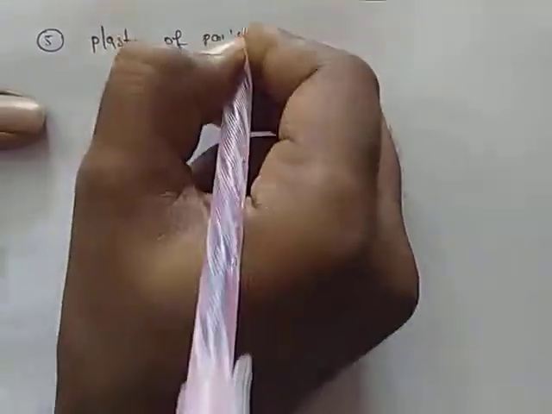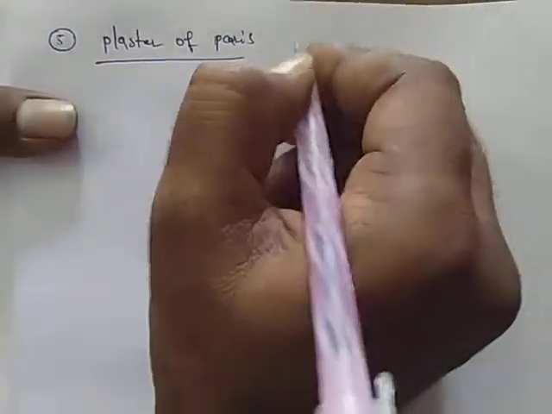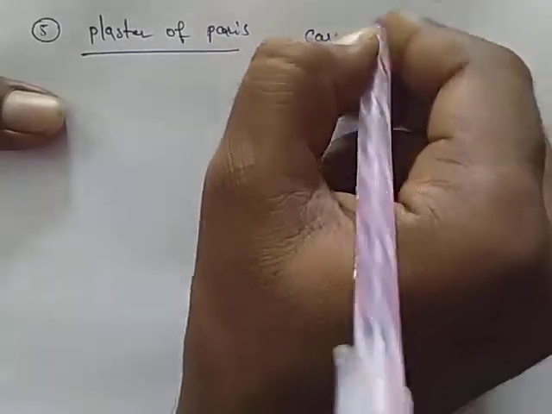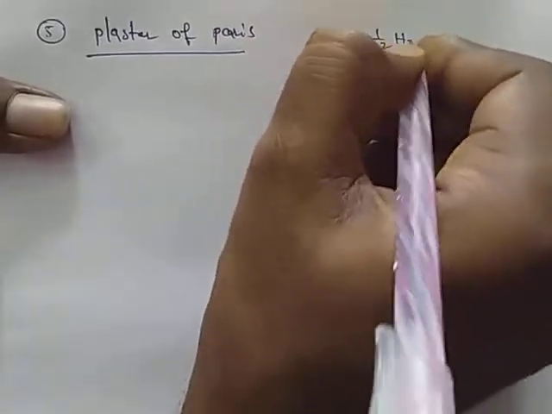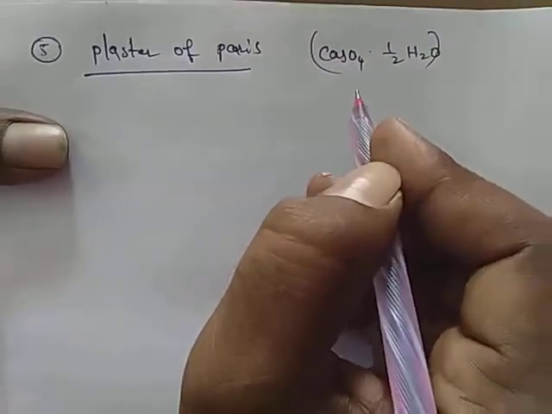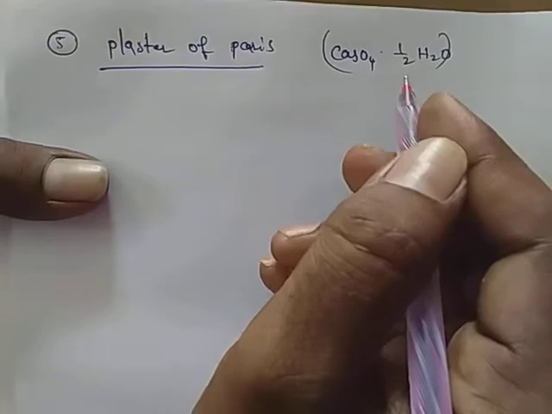Okay, now the last one is plaster of Paris. How can we prepare the plaster of Paris from the common salt? What is the formula of plaster of Paris? CaSO4·½H2O. This formula is plaster of Paris.